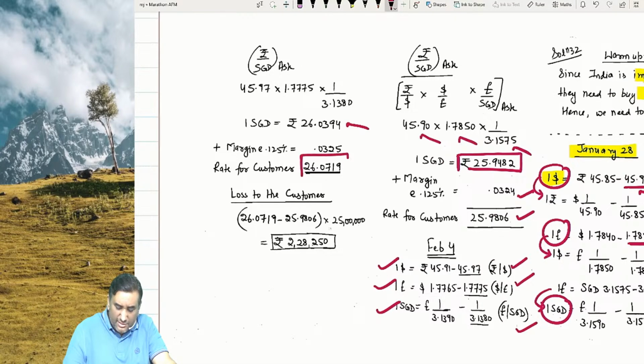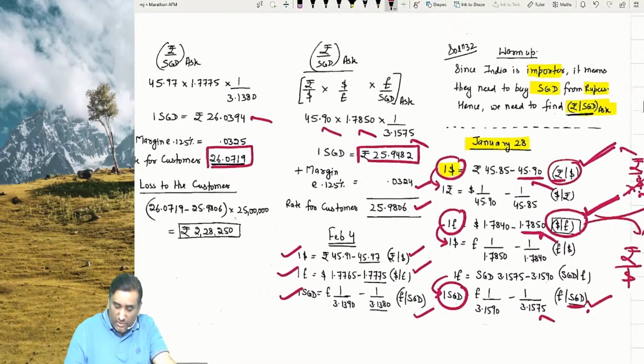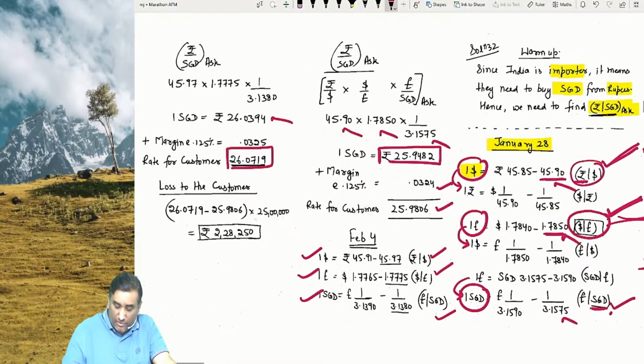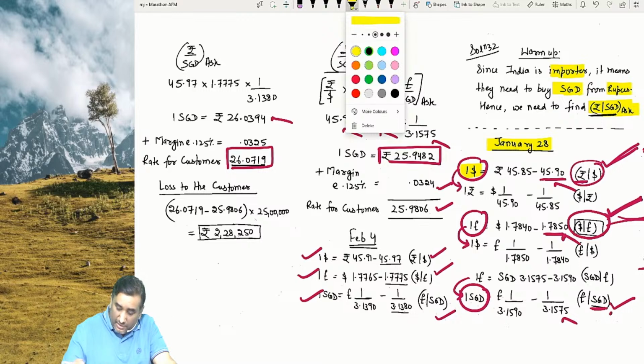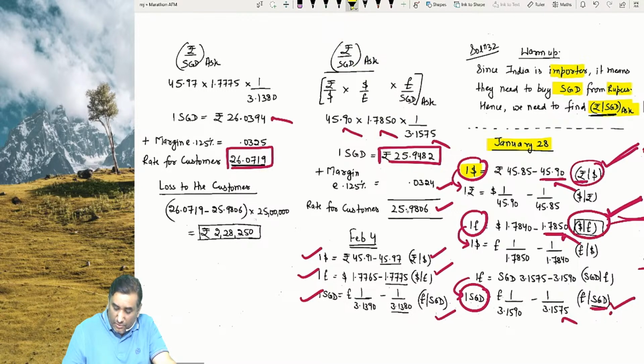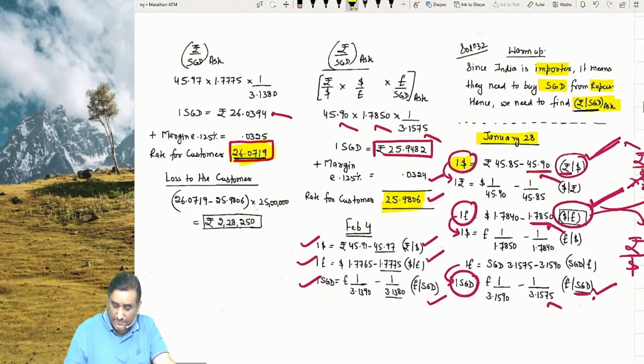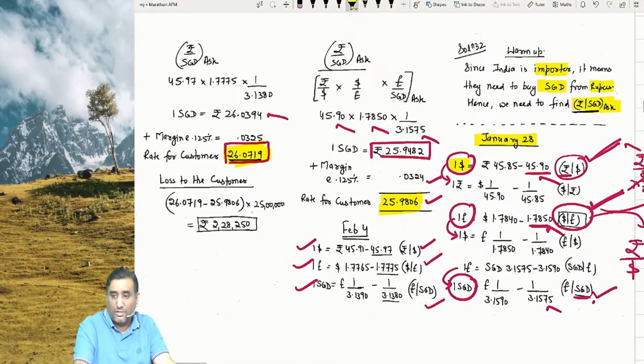4th Feb becomes 26.0719. It represents that if you would have bought the SGD on 28th, your rate would have been 25.9806. The rate which you will get on 4th Feb is 26.0719. So loss would come accordingly. Quickly check the answer, please.